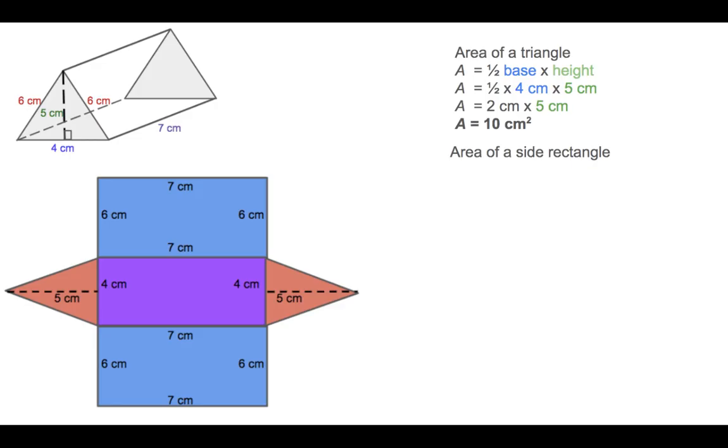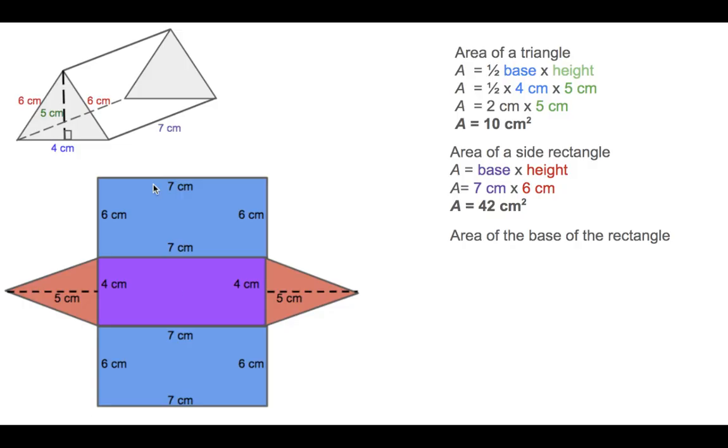Now we're going to find the area of the side of the rectangle, which is the blue. And in order to do that, we're going to do the base multiplied by the height, which is 7 multiplied by the 6. So 7 multiplied by 6, which is 42 squared centimeters. Lastly, we're going to find the area of the base of the rectangle. And that's going to be the base multiplied by the height. So it's going to be the 7 multiplied by the 4. So you can see that that's going to be the base here, or you can see it on our net. So the area of the base is going to be 28 squared centimeters.